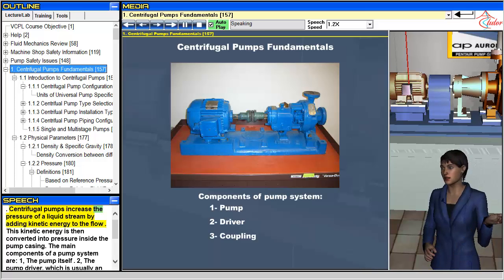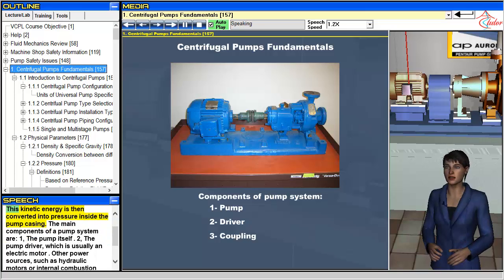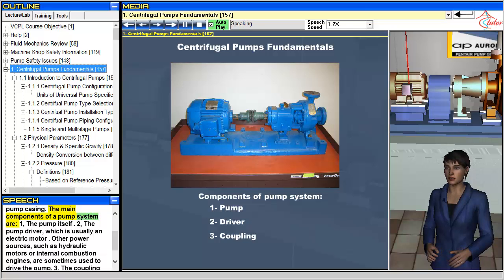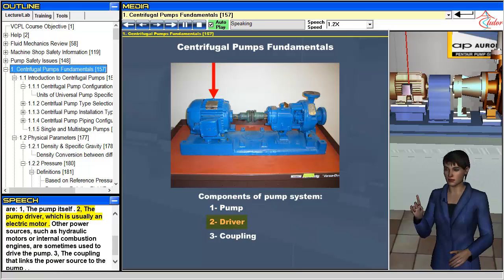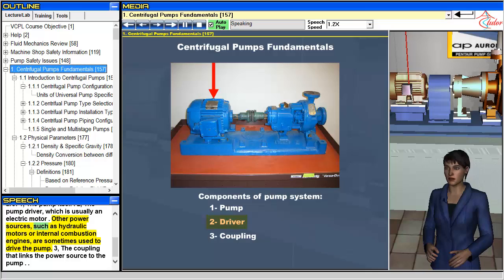Centrifugal pumps increase the pressure of a liquid stream by adding kinetic energy to the flow. This kinetic energy is then converted into pressure inside the pump casing. The main components of a pump system are: 1. The pump itself. 2. The pump driver, which is usually an electric motor. Other power sources, such as hydraulic motors or internal combustion engines, are sometimes used to drive the pump. 3. The coupling that links the power source to the pump.